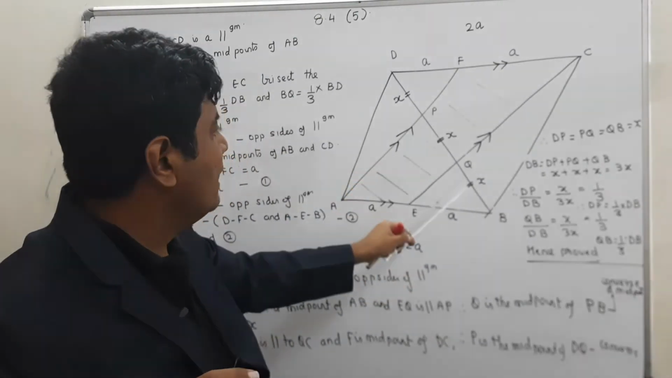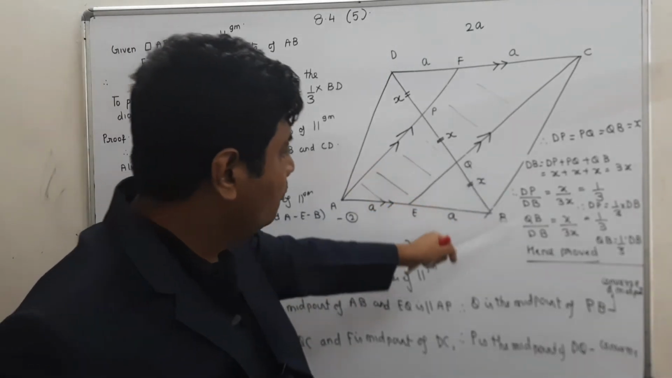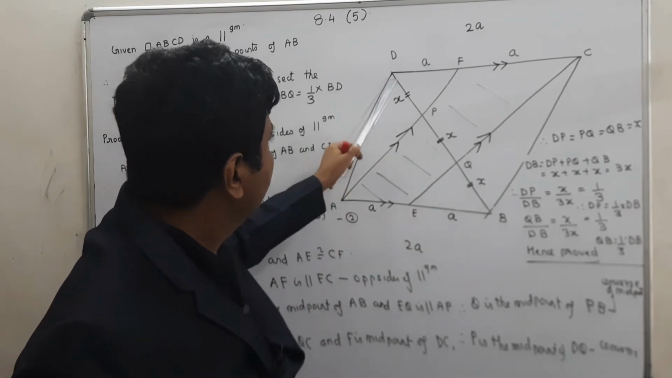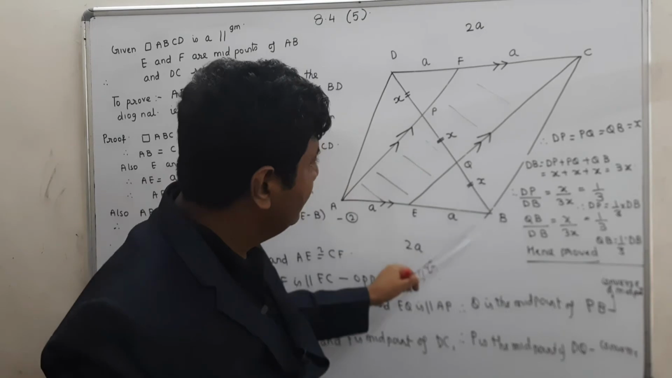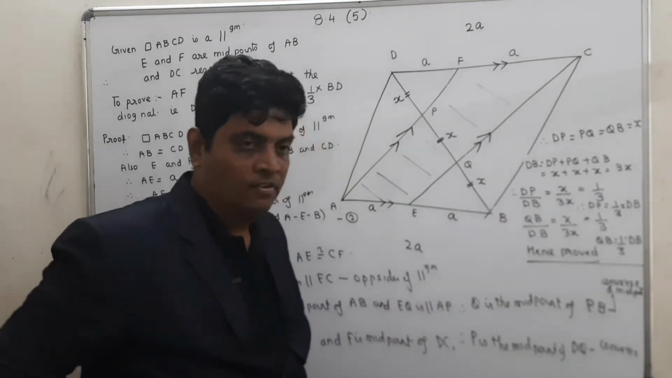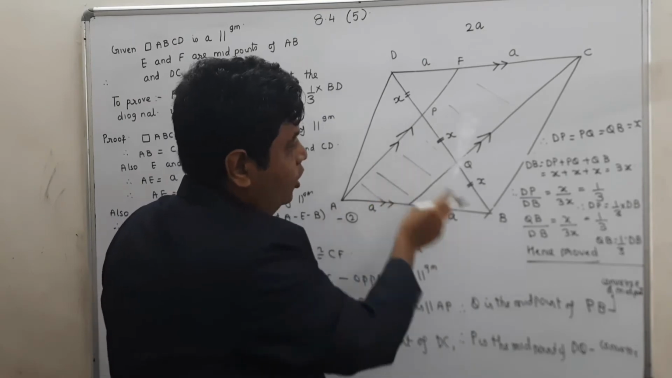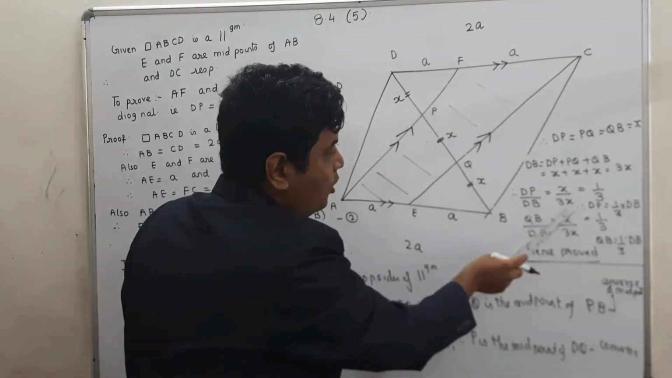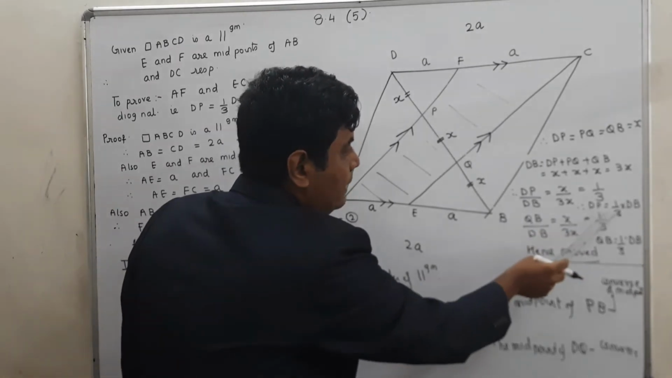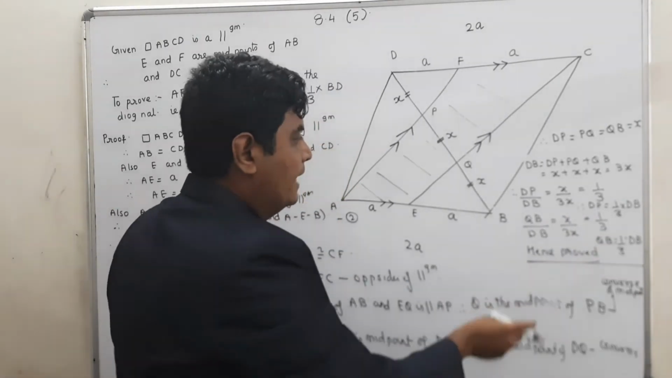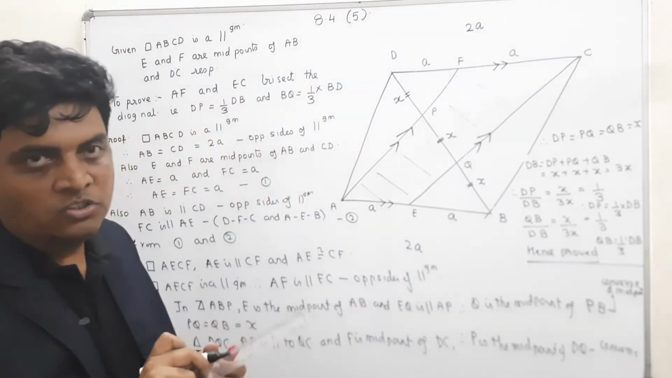Because all the three parts are equal, if you want to prove still further, you can write DP is equal to PQ is equal to QB is equal to X. Therefore, what will be DB? DB will be equal to 3X. Now, what will be DP upon DB? What is DP? DP is X. So, DP upon DB will be X upon 3X, 1 upon 3. So, DP is equal to 1 upon 3 DB. And similarly, QB is 1 upon 3 DB. Hence, we have proved the sum.